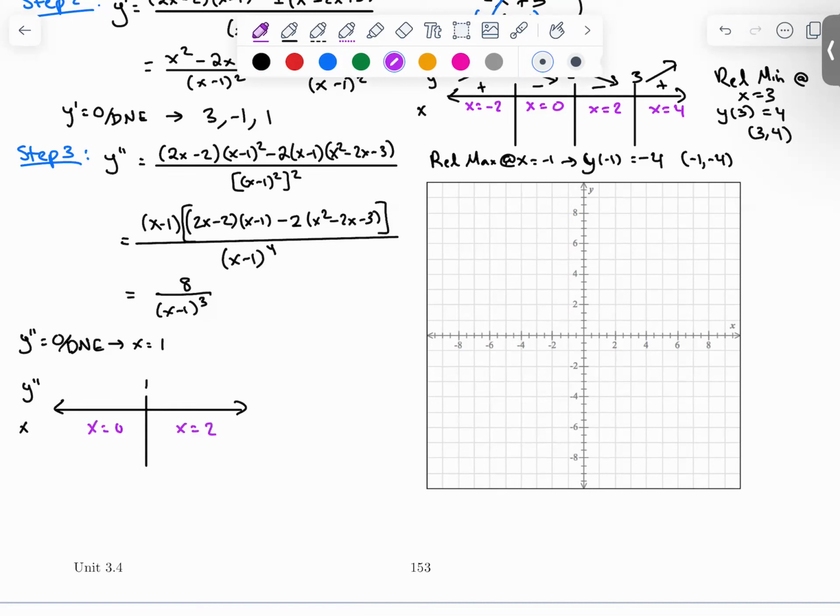And if you plug them in, you should test this out by yourself. The numerator will always be positive because it's just a positive 8, and the denominator will change sign based on what x minus 1 is, because it's cubed power, not squared. If it was squared, then they'd all be positive. But you end up getting concave down and then concave up.